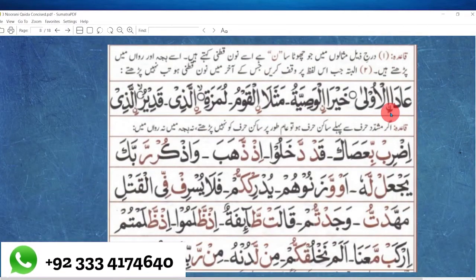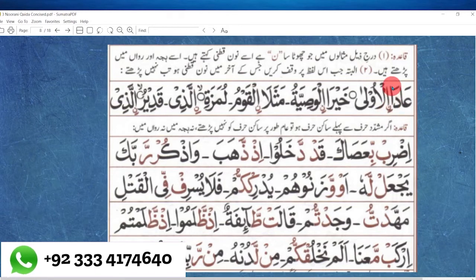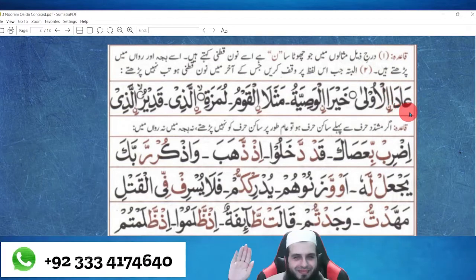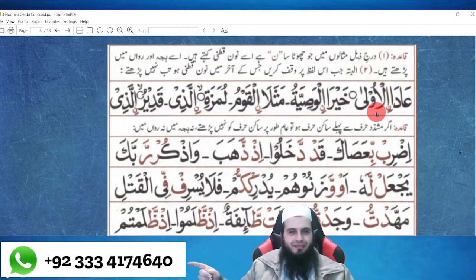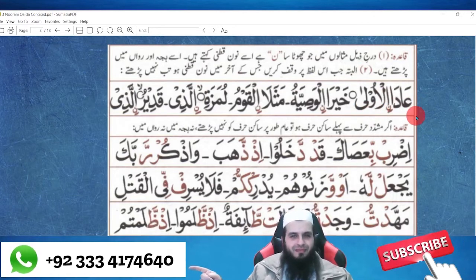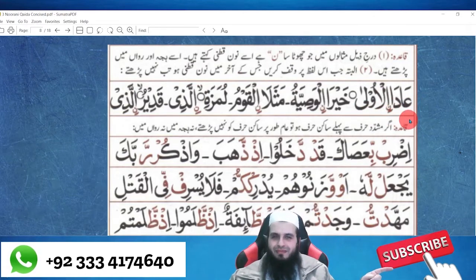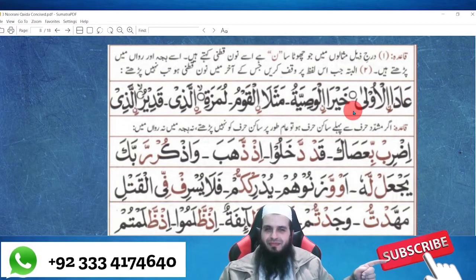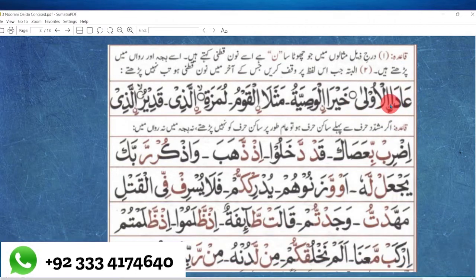Okay, this small noon is called noon qutni. Whenever this noon qutni appears, we will ignore the alif madda sign here. So we will ignore this alif and instead we will read adanil ula. It will not be adanil. Instead, it will be adanil ula. Alif madda rule will be ignored because of the noon qutni.